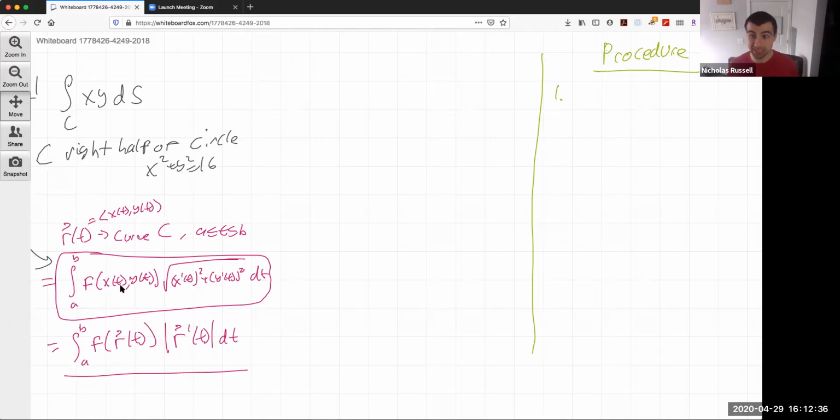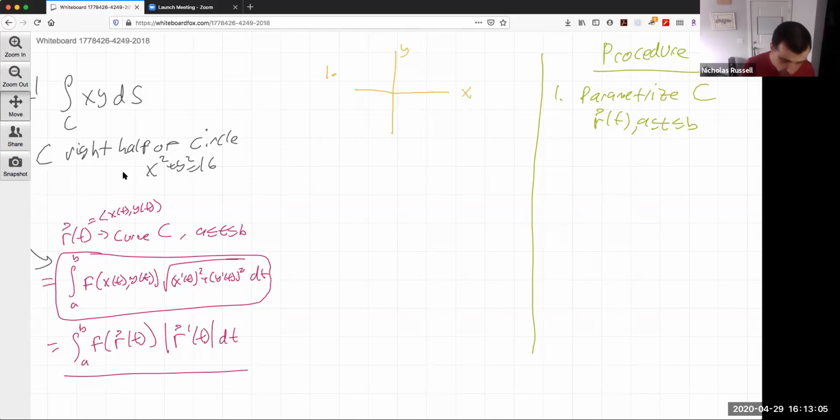The first thing you would probably need to do is parameterize your curve C and make it r of t, where t runs from a to b. I need to parameterize my curve. So as a reminder, what is this curve? It's the right half of the circle. So I'm in step 1 here. I note that my curve is the right half of a circle of radius 4. So it's just this part.